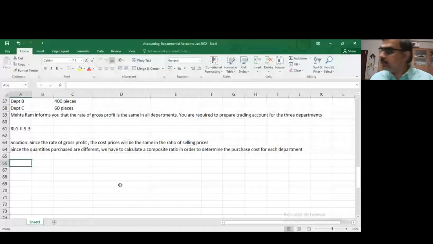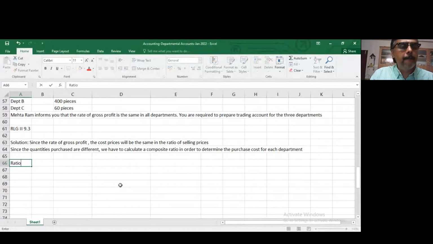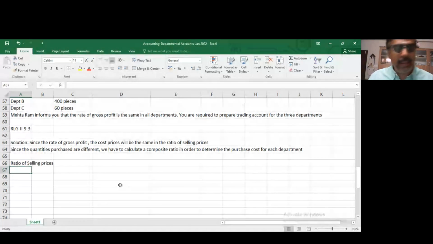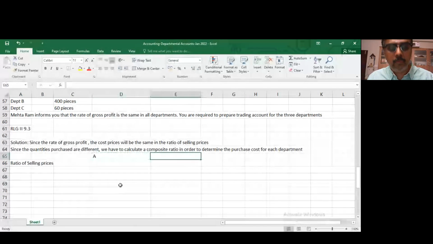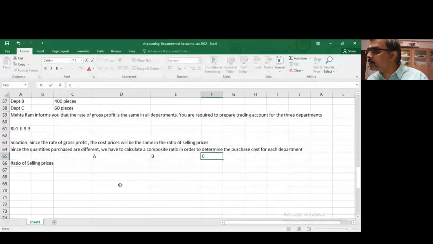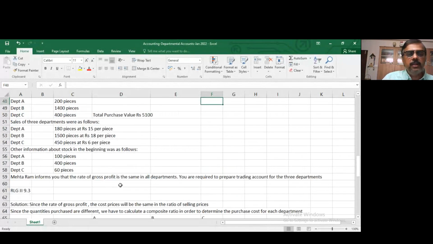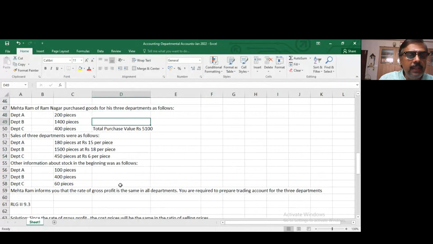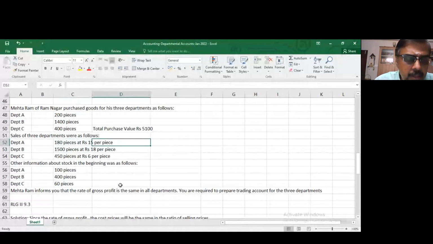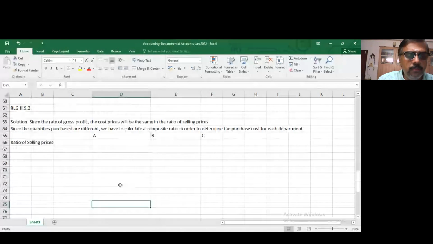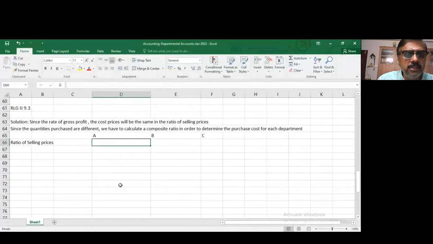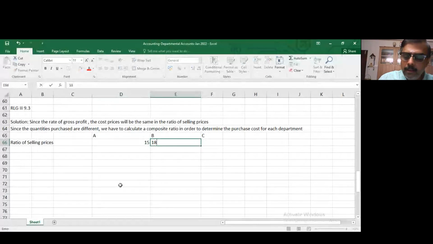So, ratio of selling prices, department A, B and C. There are 3 departments given here. So department A, what is the selling price? Can you tell me the selling price? Look at the question. The ratio of selling price is 15, 18 and 6. This is the ratio per piece. So ratio of selling prices 15, 18 and 6.